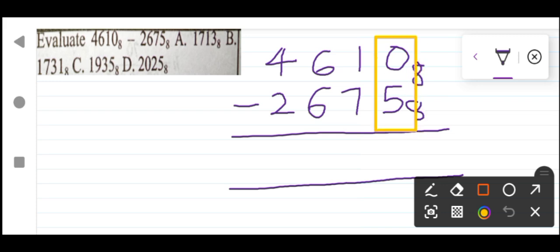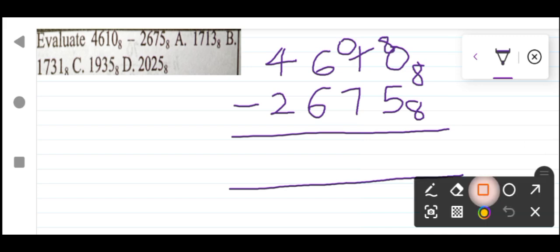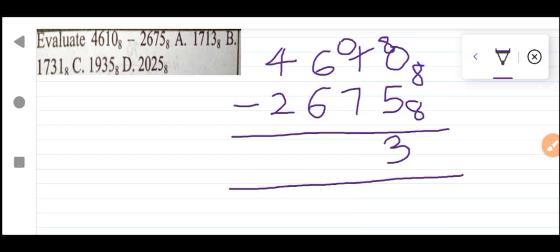Then we have 0 minus 5. 0 minus 5 is impossible, right? Which means we need to borrow from this other value 1, and this 1 becomes 0. And don't forget that what we borrow is the base, right? We are borrowing 1, but 1 is actually the base, and that's 8. So we have 8 plus 0, which is 8, then minus 5 is 3. So 3 is the result over here, still working in base 8.